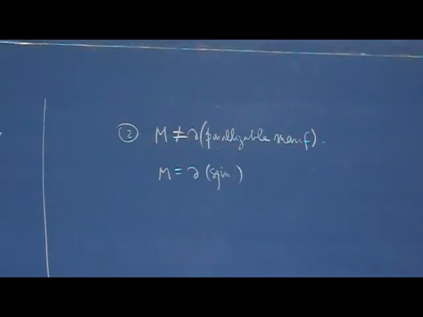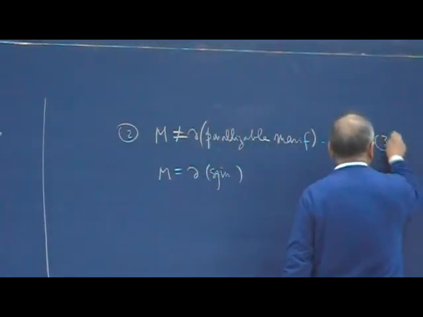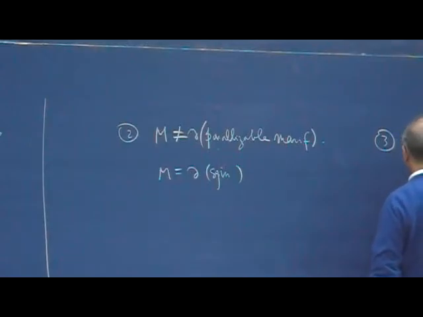Now, before I go into that, we look at the first class first: M, which is the boundary of a parallelizable manifold. These are a large class of manifolds which have metrics with positive curvature.